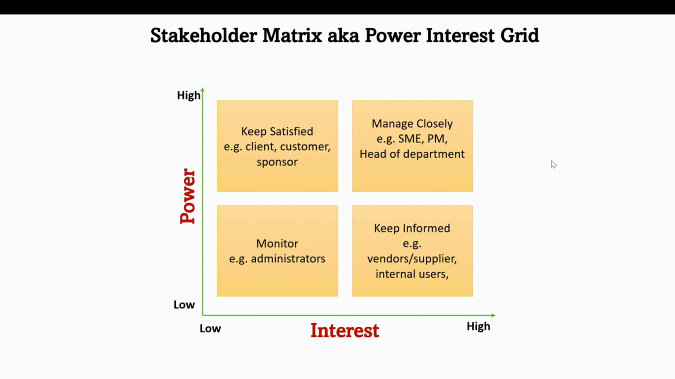Stakeholders you can manage closely, who have really high power and interest, are usually those C-level stakeholders, like directors, head of department, your SME, your subject matter expert, the person who really knows the details of the project, definitely would have power and high interest. Project manager, BA as well, can be closely managed.